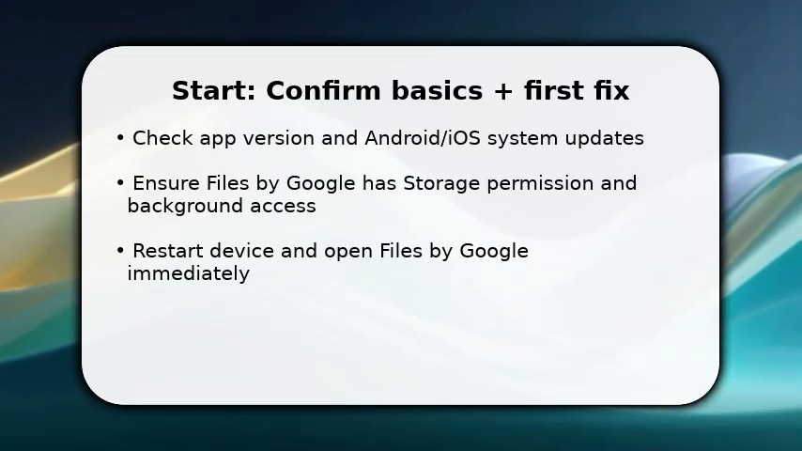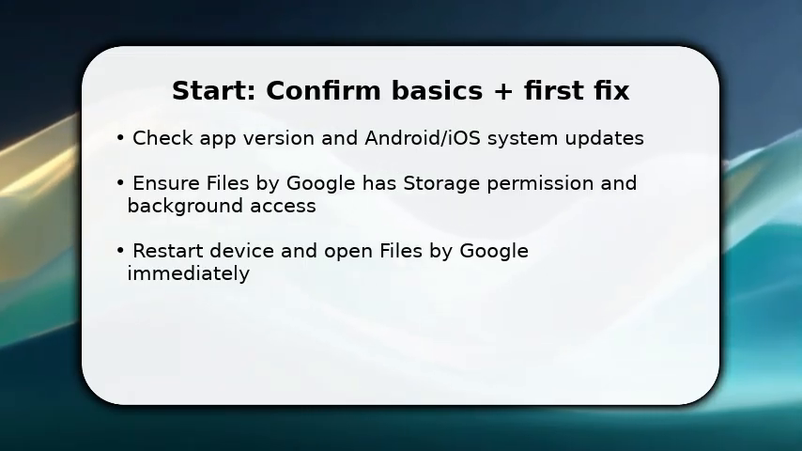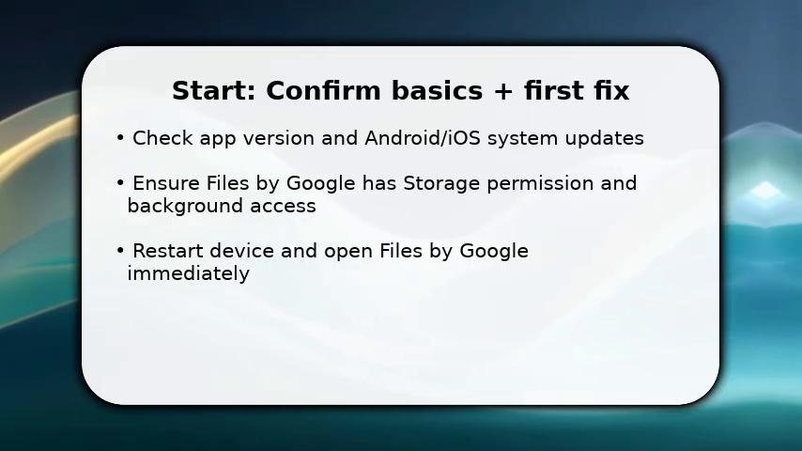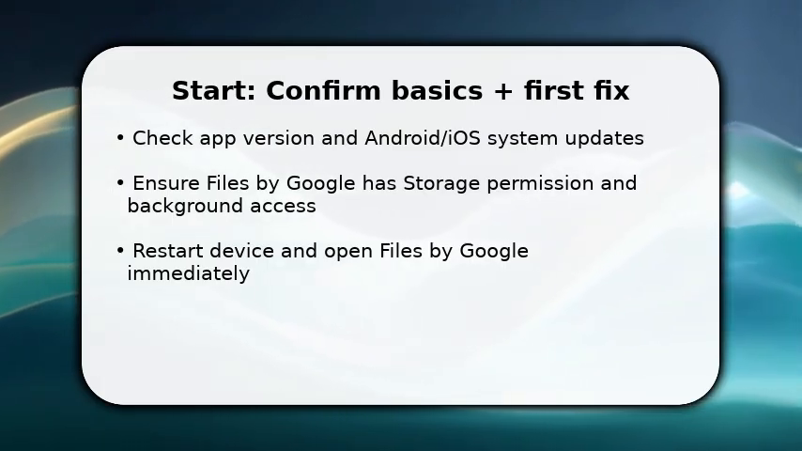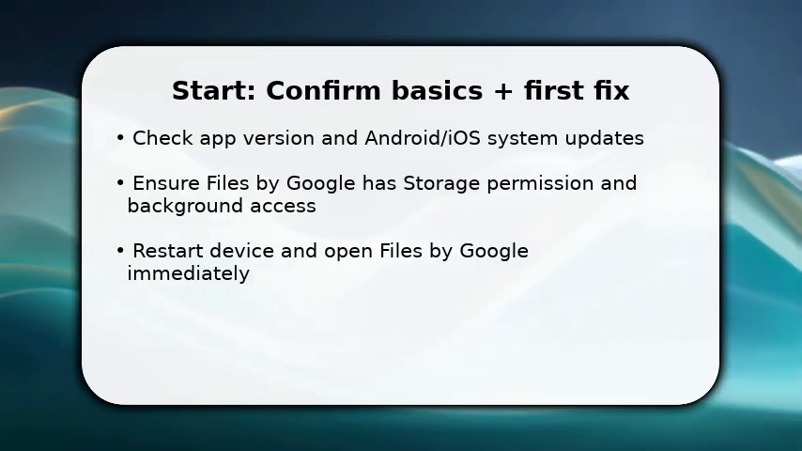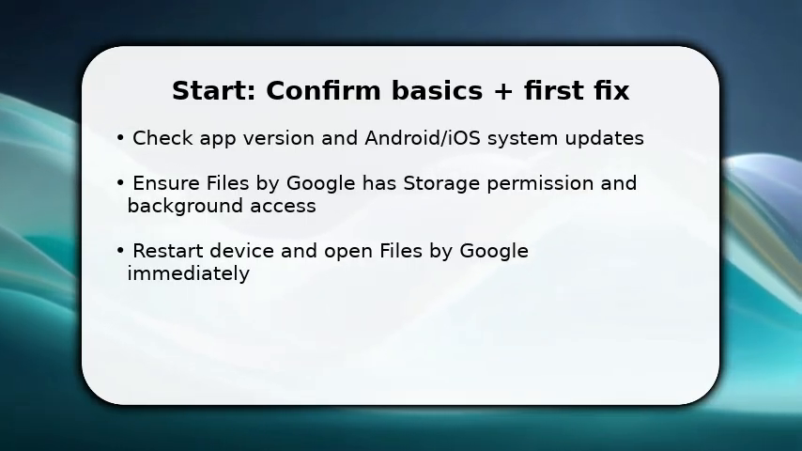You need to act now. Check Files by Google app version and the device OS so compatibility isn't the issue. Grant storage permission and any background access. Without these, the app can't read indexes. Once done, force close the app and restart your phone to clear transient cache. Open Files immediately so the app can rebuild its view.